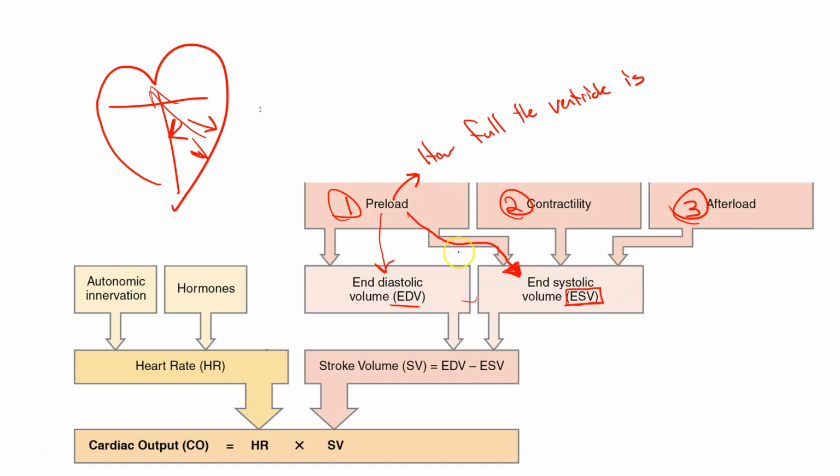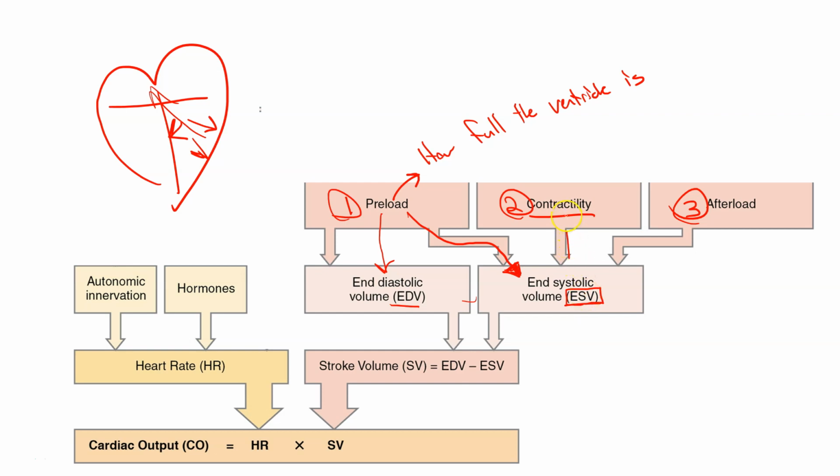So changing the preload will affect not only how much blood is in there at the end of relaxation, but also how much blood is left at the end of the contraction, because of the fact that that preload will increase the strength with which those muscle fibers contract. So kind of two ways there. Contractility refers to just how forcefully the heart contracts, and this really only affects end systolic volume. It doesn't really usually affect end diastolic volume. And it would make sense, if you have a ventricle that contracts very vigorously, that there wouldn't be as much blood left, so that would be a decrease in the end systolic volume.